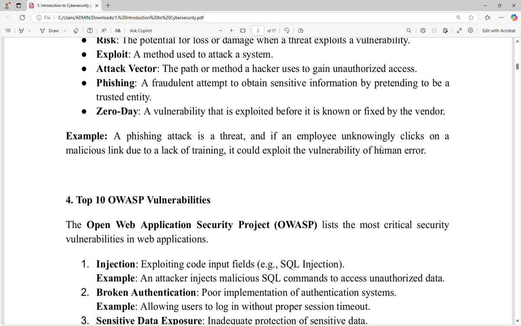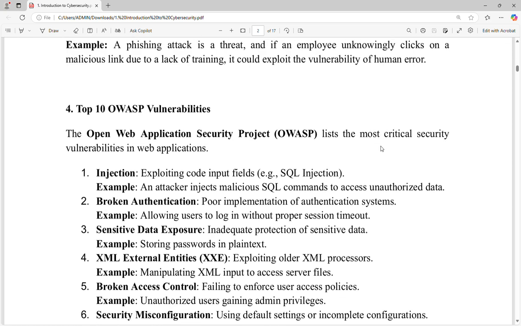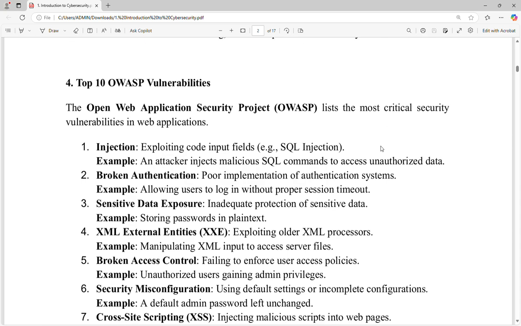So let's go to the top 10 Open Web Application Security Project vulnerabilities. You have the top 10 of them.